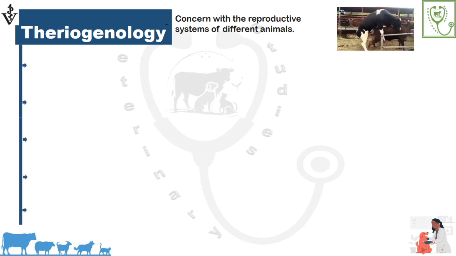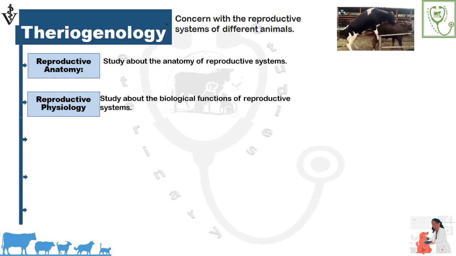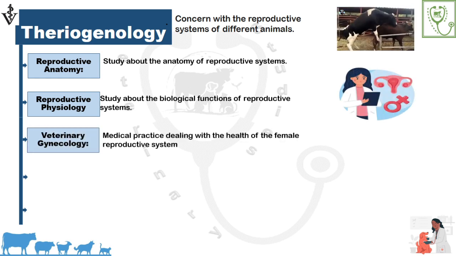Theriogenology includes reproductive anatomy. In this we study about the anatomy of reproductive systems. Reproductive physiology. In this we study about the biological functions of reproductive systems. Veterinary gynecology. It is the clinical study in which we study about the medical processes which are concerned with the health of the female reproductive system.